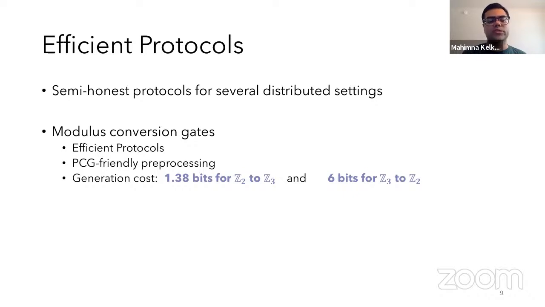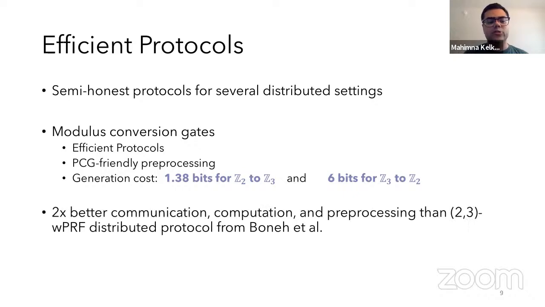from OT correlations. And our preprocessing is PCG friendly in that the correlations for multiple instances can be generated with sublinear communication. And the cost to generate these correlations is about 1.38 bits for Z2 to Z3 and 6 bits for Z3 to Z2. So based on these, the protocol that we propose for the weak PRF candidate of Boneh et al. is about 2x better on all fronts, and primarily due to our use of these modulus conversion gates.